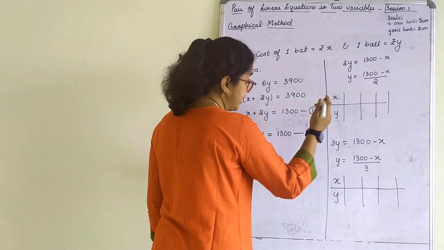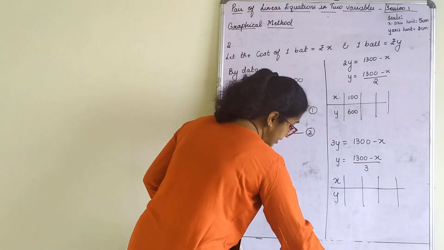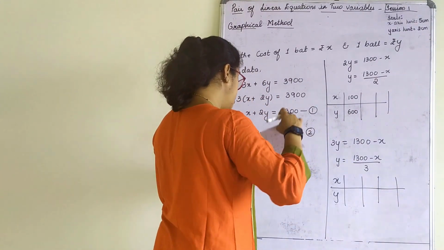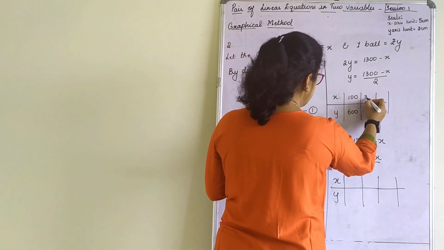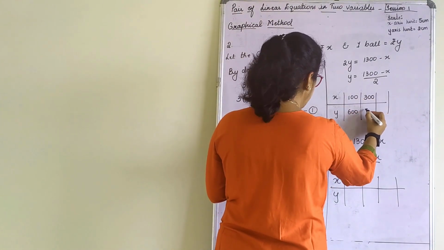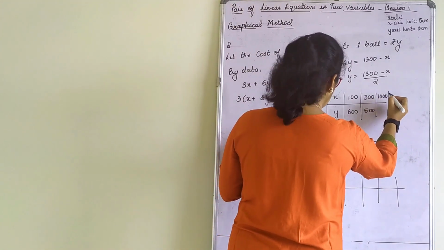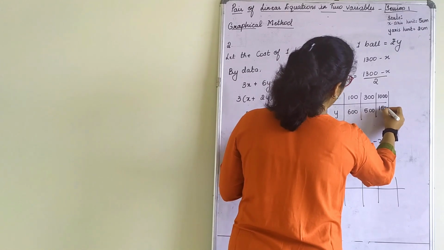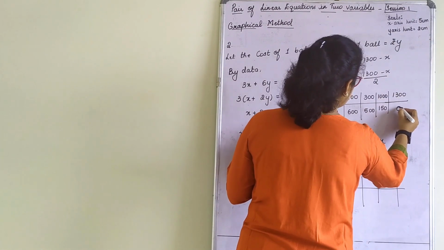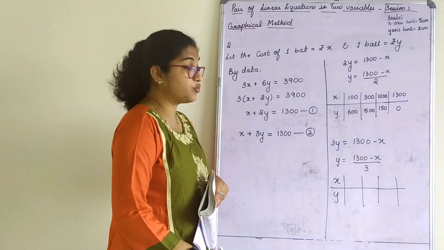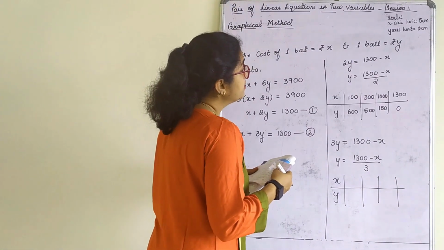For the first value, if x is 100, y will be 600. I'll give the values I had taken to draw. It is 100, 600. Then you can take x as 300, and the y value will be 500. You can take x as 1000, and this is going to be 150. One more value, 1300, and this is 0. Understood why I took 1300 as a trick? Whatever is the highest value, it is better we take that.